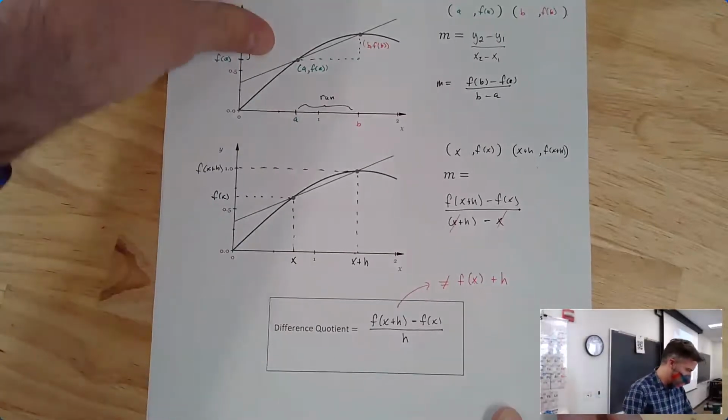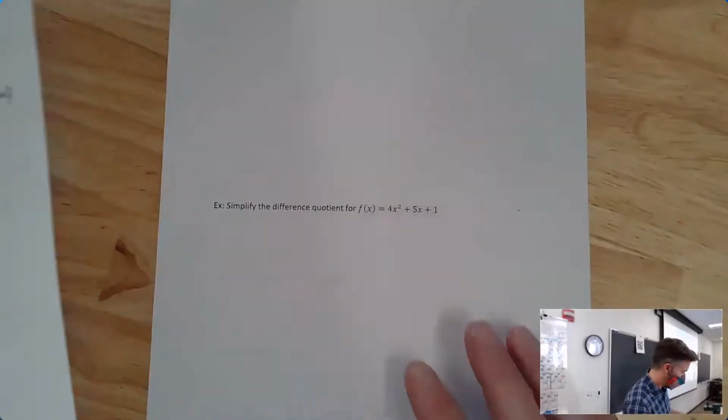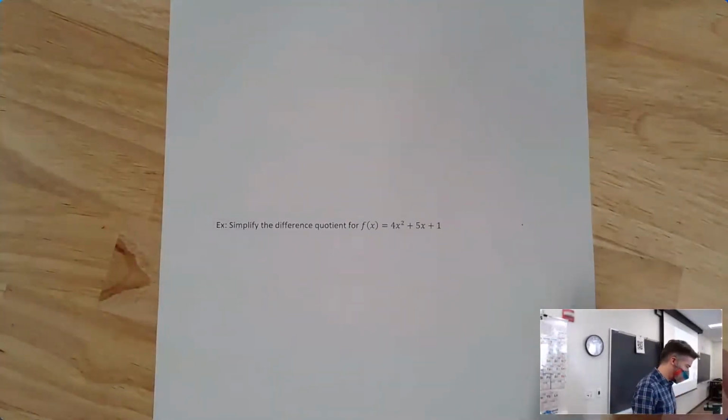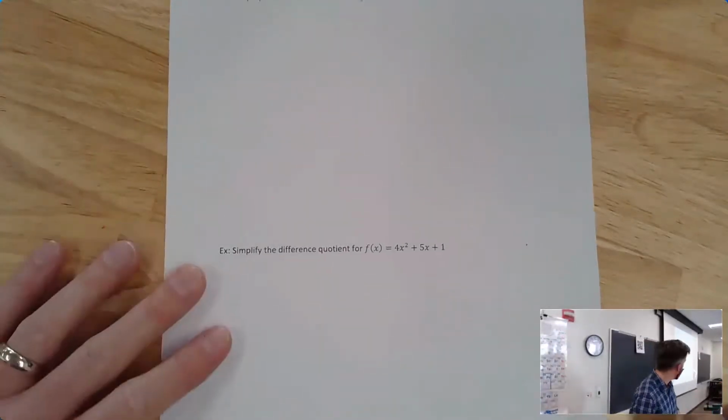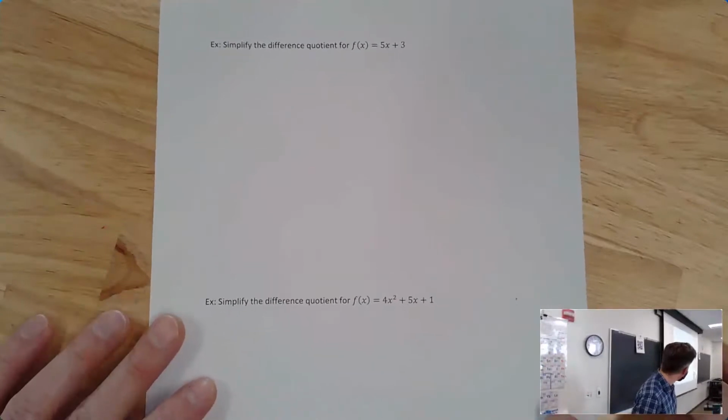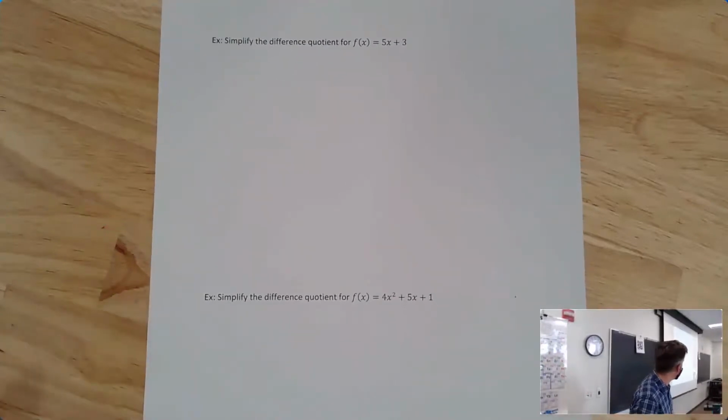Okay, we're not going to get to all the examples. It's not surprising because I feel like this class always tries to, this particular section always tries to throw in too much stuff. Let's try and do these first two examples because they're not too bad. So let's simplify the difference quotient for f of X equal to 5X plus 3.